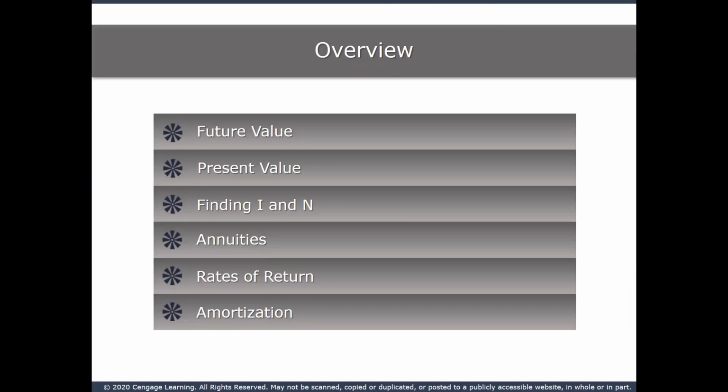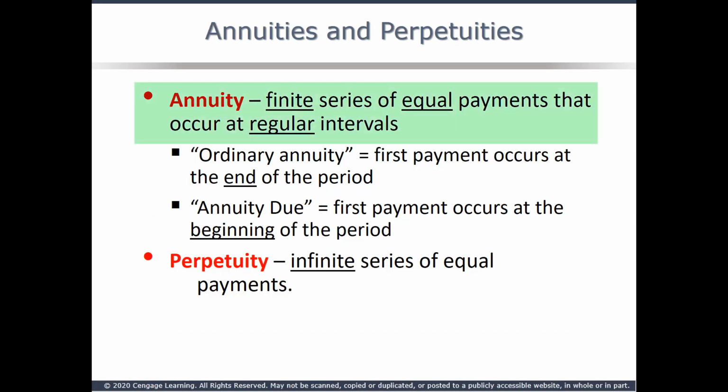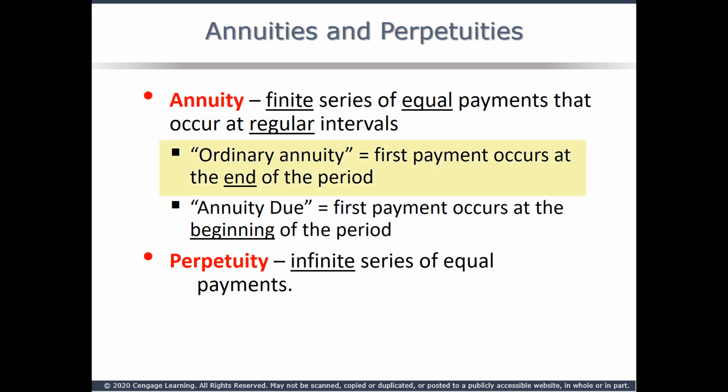Part B of the TVM chapter deals strictly with annuities. We'll still be using the TVM keys on the calculator, but now the payment register will not be zero. An annuity is defined as a series of equal payments, inflows or outflows, that occur at regular intervals for a finite period of time. An ordinary annuity is one where the first payment occurs at the end of the period. This is the default in your calculator and in Excel.